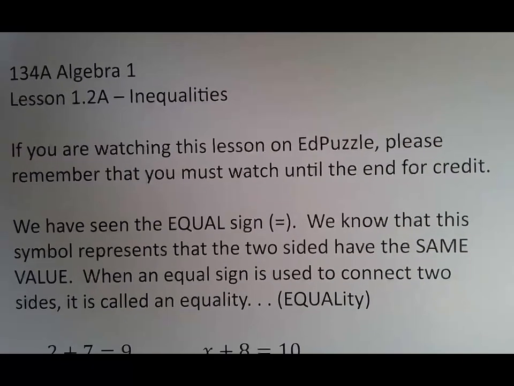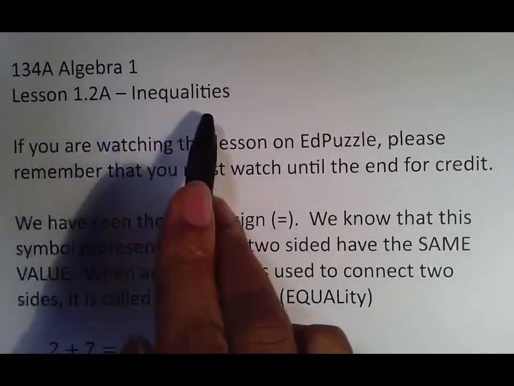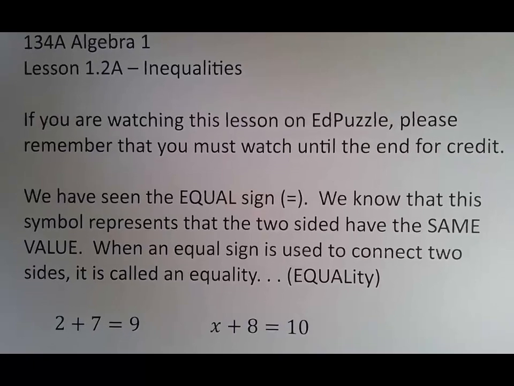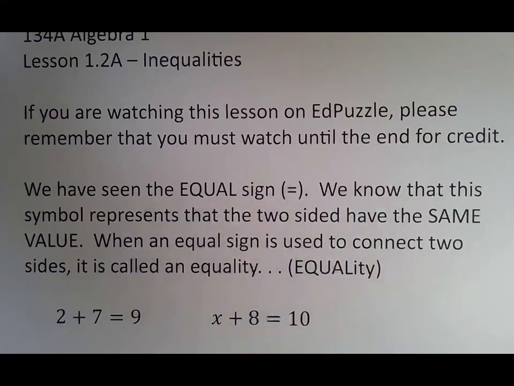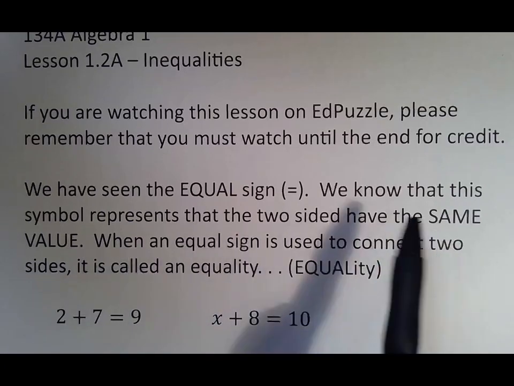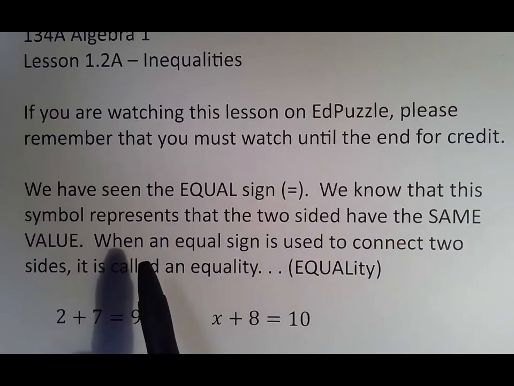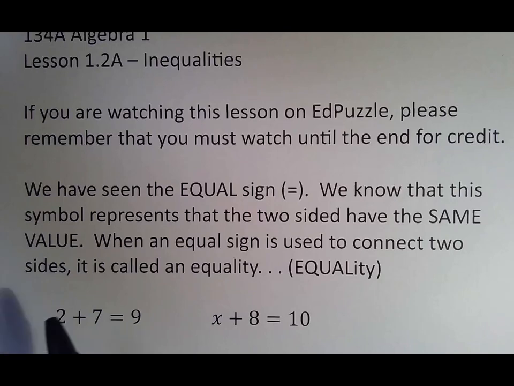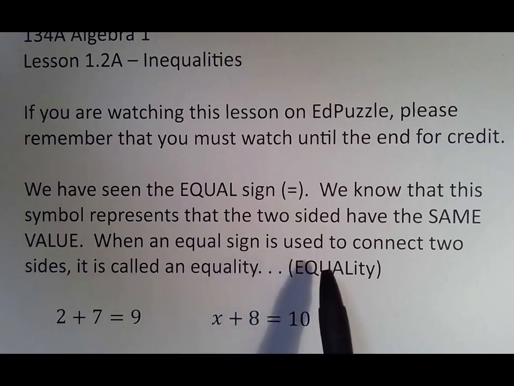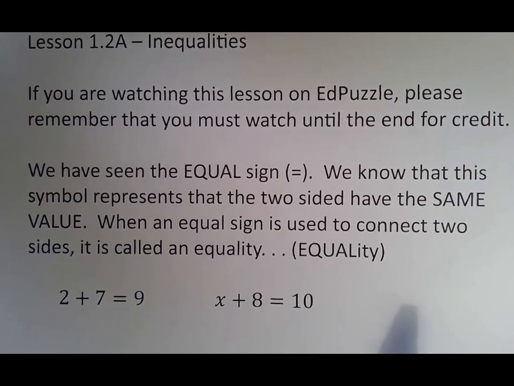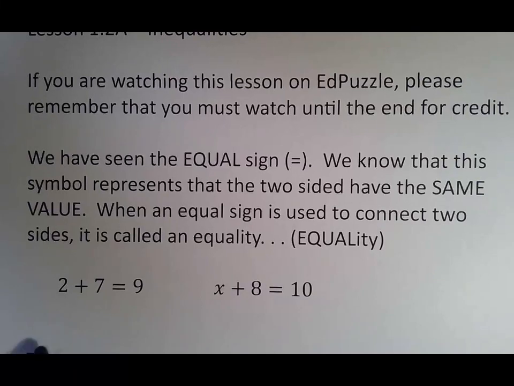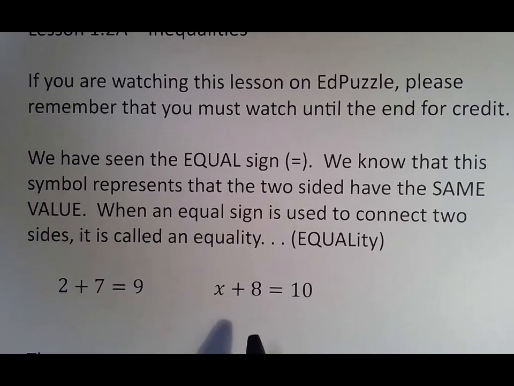In terms of this lesson here, which is 1.2a, which is about inequalities, we've seen the equal sign, which looks like this, of course. We know this symbol represents that two sides have the same value. Of course, equals means same value. When an equal sign is used to connect two sides, it's typically called an equality. Again, the easy way to know equality is the equal sign is because if you look at the word equality, it has the word equal in it. A couple equalities here is that 2 plus 7 equals 9, because we know that that equals 9. It has the same value as 9 itself.